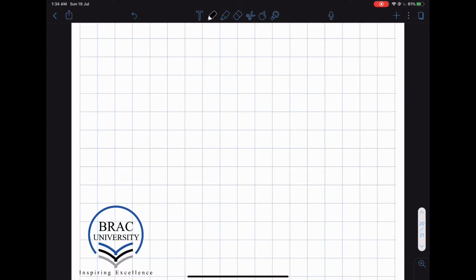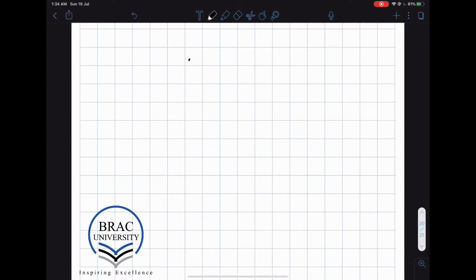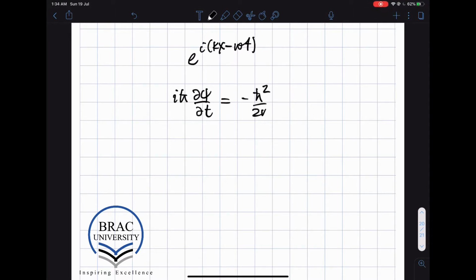So in a previous lecture, we saw that e to the power i(kx minus omega t) was a solution to the free Schrodinger equation. Let me remind you what the free Schrodinger equation is. It's free because there's no potential. And also, we are working in one dimension. Otherwise, this would be replaced by the Laplacian operator.